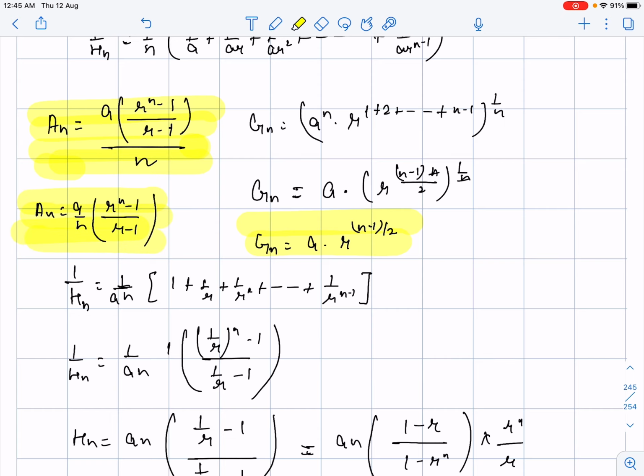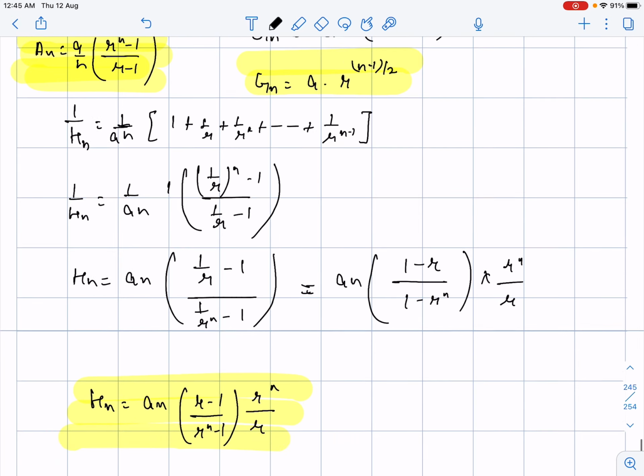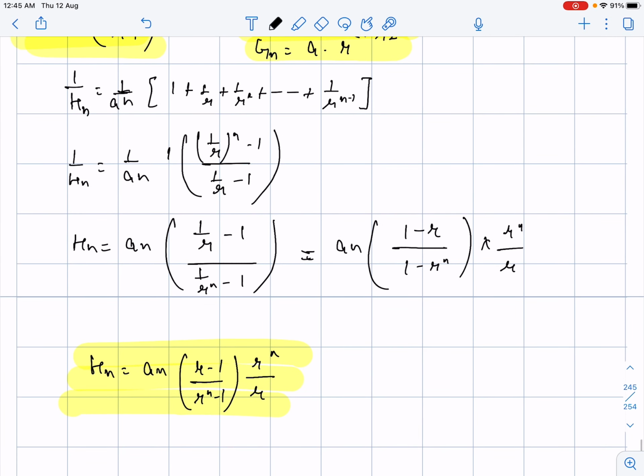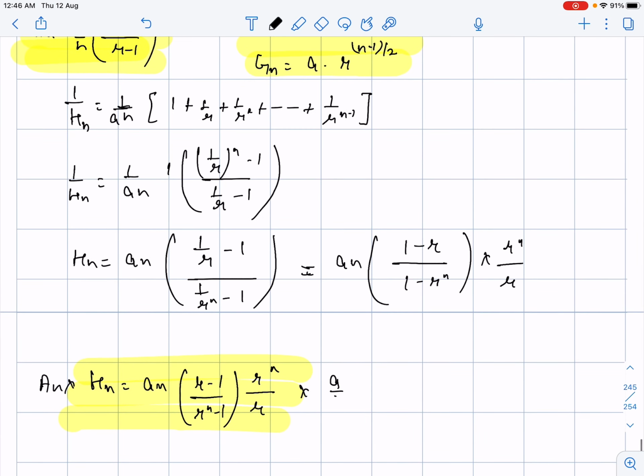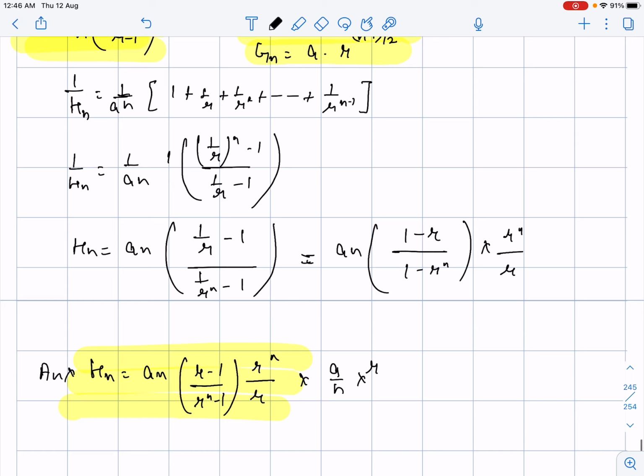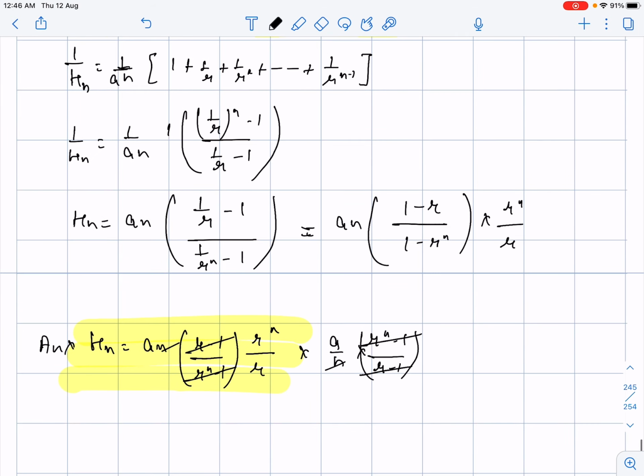So let's multiply hn and an. I'll write an multiplied by hn is equal to a divided by n multiplied by r to the power n minus 1 divided by r minus 1. We'll get rid of r to the power n minus 1 with the r to the power n minus 1, r minus 1 with the r minus 1, and n with n over here. So we'll be left with what? A square multiplied by r to the power n minus 1. We have a square multiplied by r to the power n minus 1.